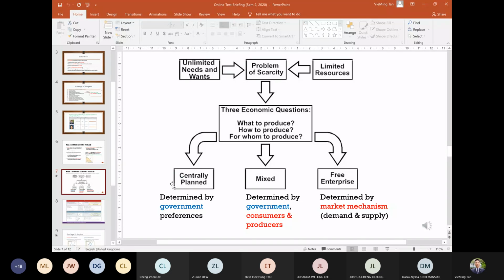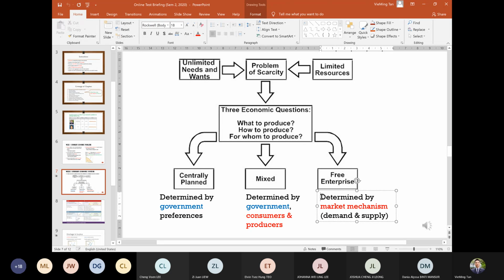Capitalism. Capitalism is also called as, what are the names for capitalism? Is there any name for capitalism that you can use as a synonym? Market mechanism. Yeah, market mechanism. What else? Okay, I write down here capitalism. Capitalism is also called another name to represent the market system. Can you recall? The free market. Yeah, free market, correct.